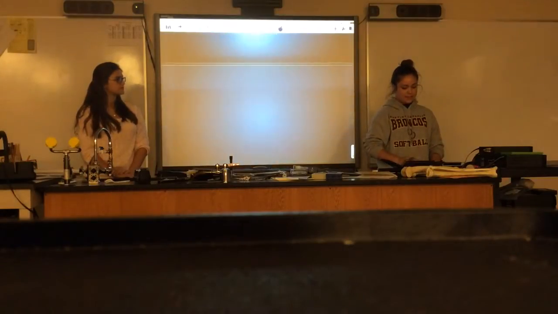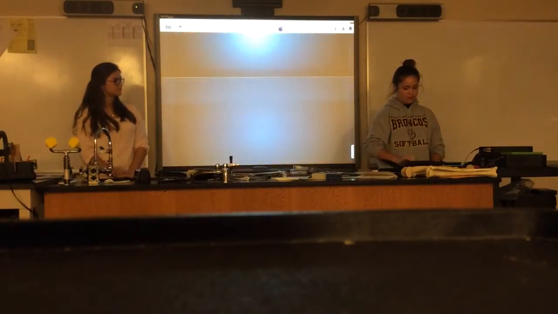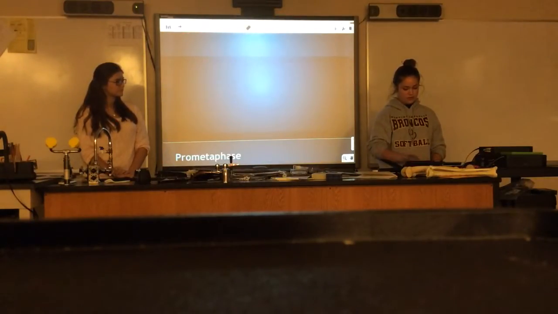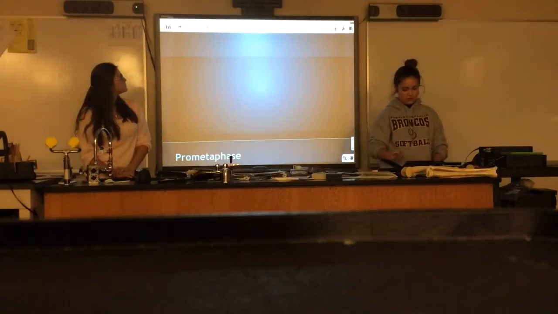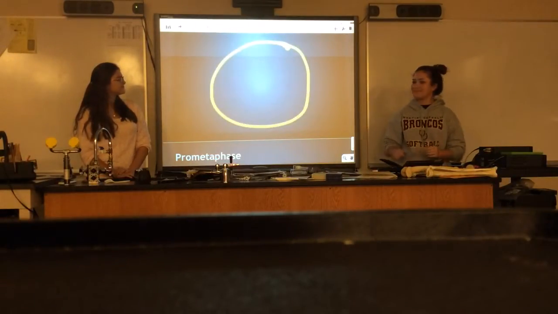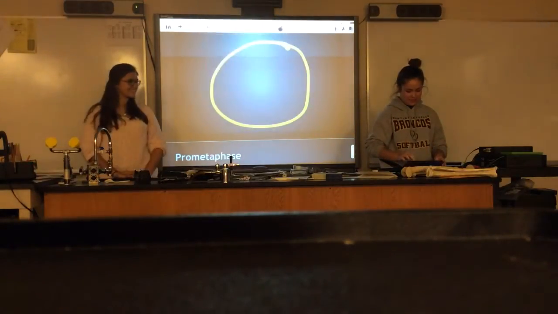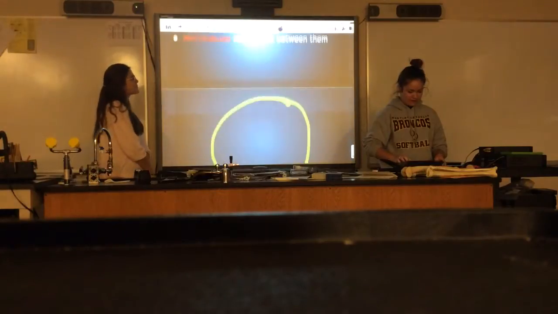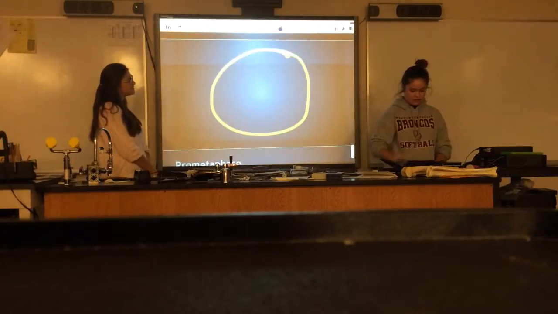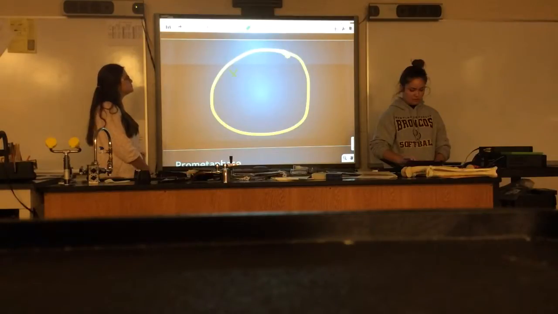So on the blank side, we're going to draw prophase. So we'll start off with the cell. Okay. Then we'll draw the centrioles. They start to move away from each other. These are the centrioles.